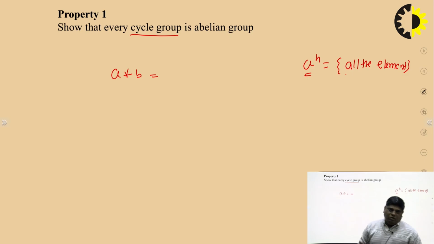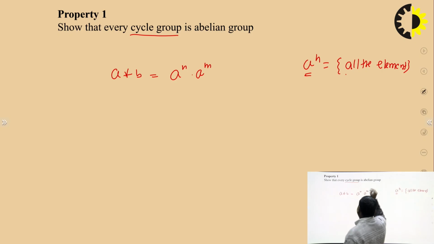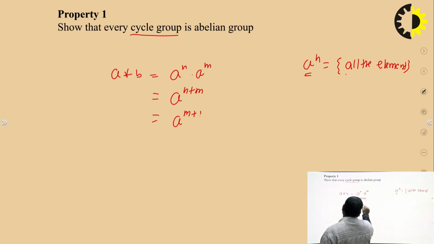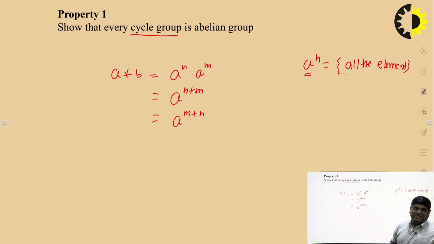Now we take the property of the cyclic group. If A is the generator element, then it can generate any element, that is A to the power n. If B is an element of the group, then it is also generated by A with a different power. That is very simple, and using the mathematical concept, we can write this. And we can also write this one. That is very simple.